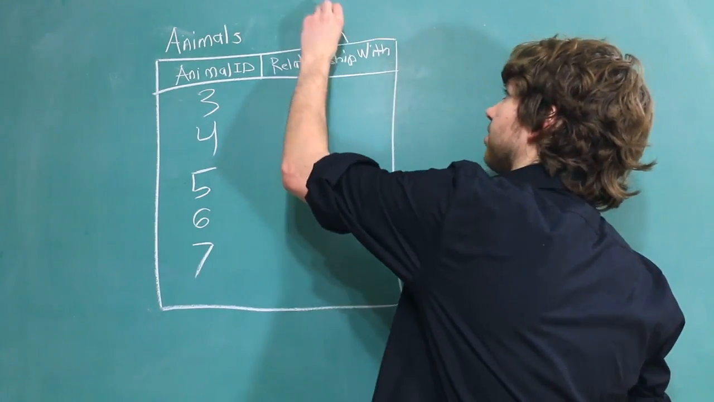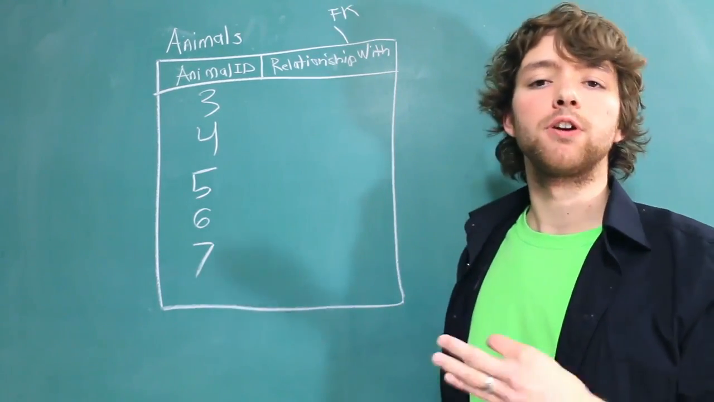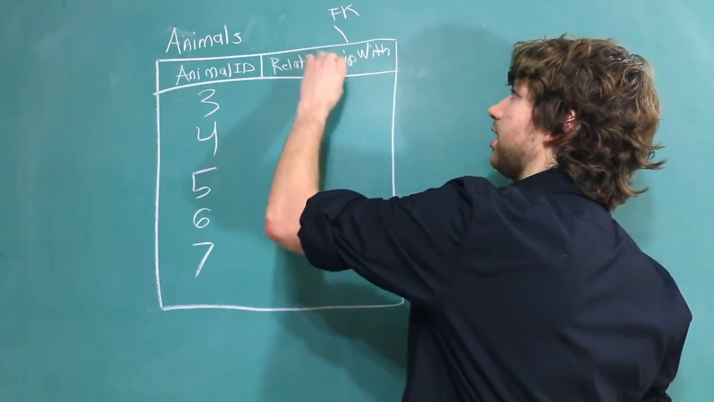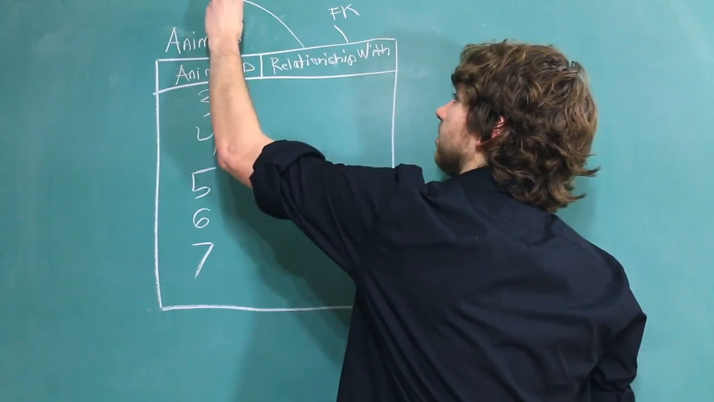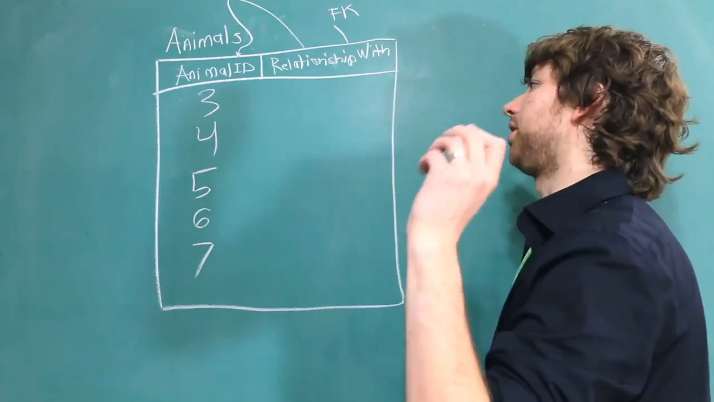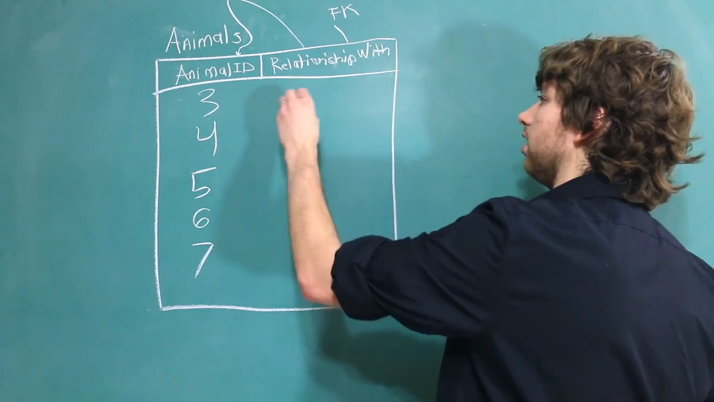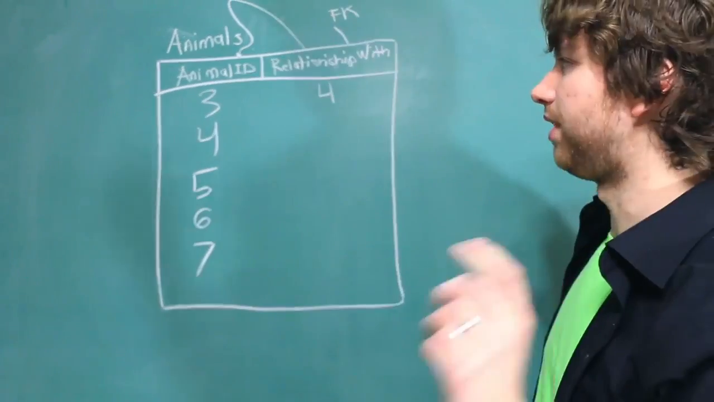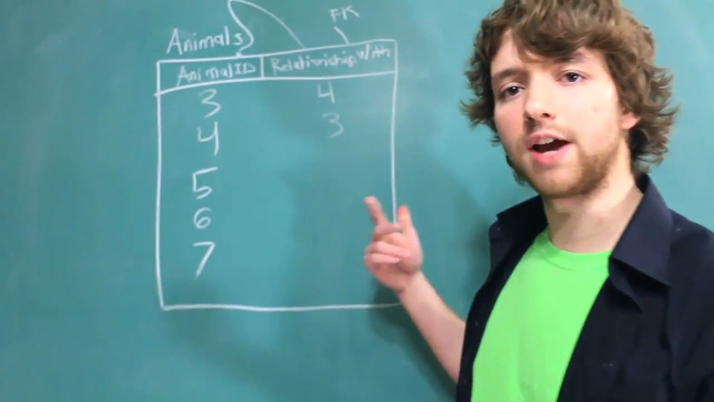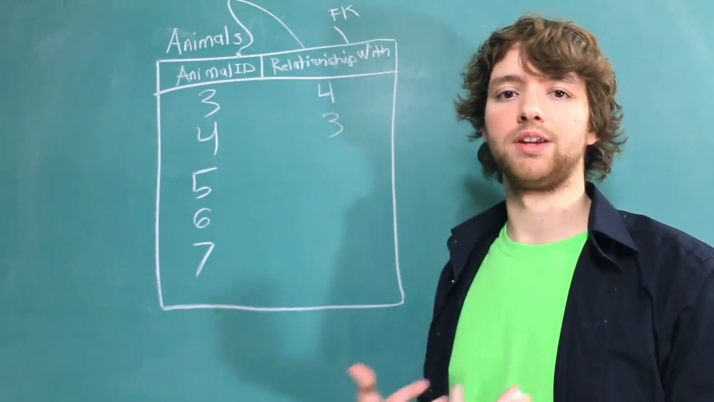And now this is actually a foreign key. But how does this work? It's actually a foreign key that references the same table. It just references a different column. So this relationship with column references the animal ID column. So we could say the animal with the ID of 3 is in a relationship with the ID of 4. But that means that the animal with the ID 4 also has to be in a relationship with the animal of 3. Because you have to update 2 rows every single time you want to store one relationship, this isn't the best way to design it.